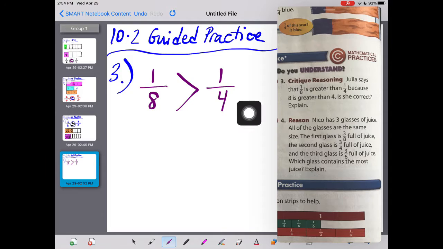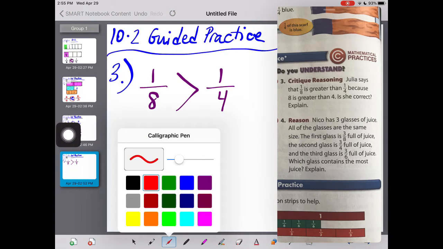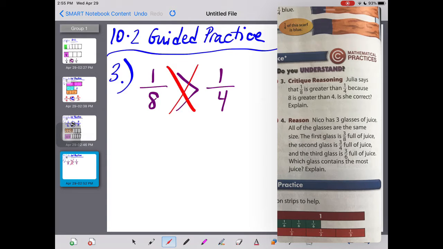So here we have 1 out of 8 pieces, and here's 1 out of 4 pieces. When that numerator is the same, now you can look at the denominator and say, all right, the smaller the denominator, the larger the piece. So if I'm going to have 1 out of 4 pieces, that's going to be larger than 1 out of 8 pieces. So we could say, that is not correct. We want to change that and say 1/8 is actually less than 1/4.